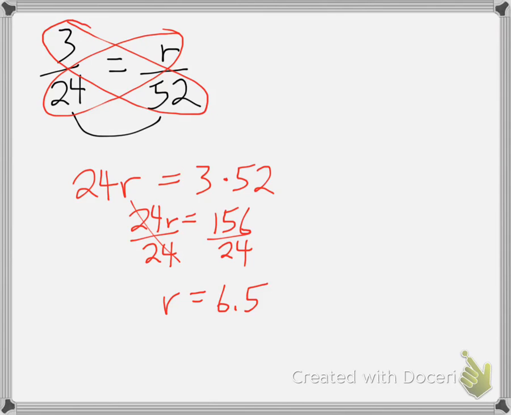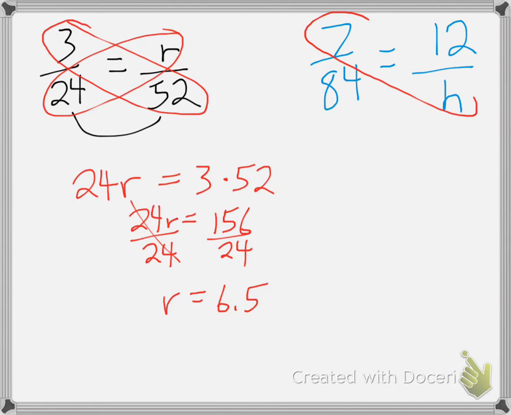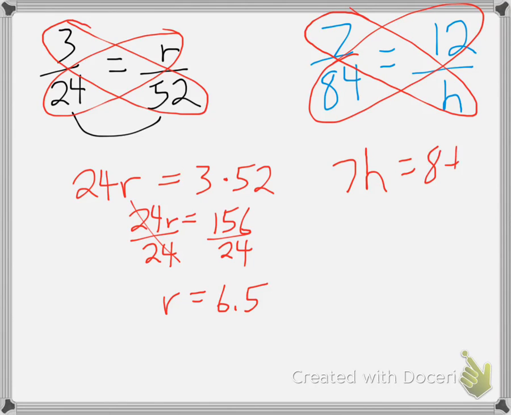Now, you can shortcut it even more than this. Let's look at another example. Let's say I have 7/84 equals 12 over H. Now, cross products tells me that 7 times H, which is 7H, equals 84 times 12. Everyone good so far? Know where I'm getting everything from? We're just doing a cross product, so that number times the variable equals that number times that number. You can do 84 times 12 in your calculator. 84 times 12 gives us 1,008.